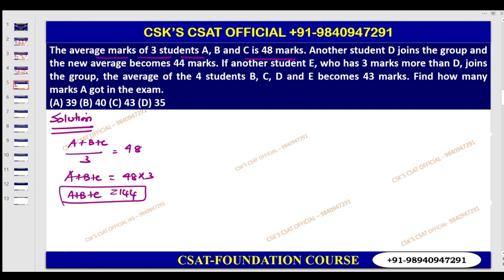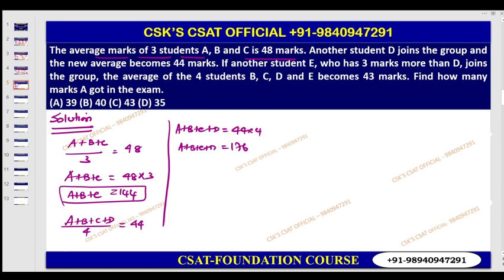Next, another student D joins here. So therefore A plus B plus C plus D. So 4 students, the average means you have to divide that by 4, which is nothing but 44. Now cross multiply this here. A plus B plus C plus D is equal to 44 into 4, nothing but 176.